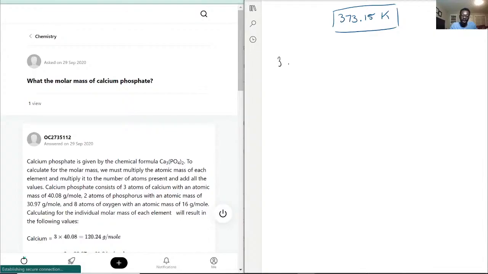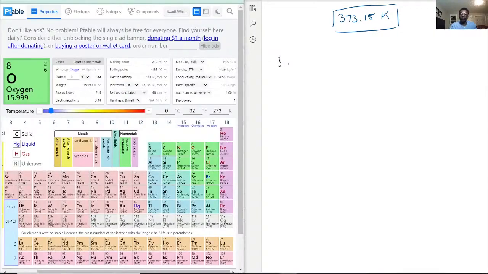What is the molar mass of calcium phosphate? So, molar mass of calcium phosphate. This one's a little bit tricky, because you have to know what calcium is, which most of you hopefully know, but for this one you also have to know what phosphate is.